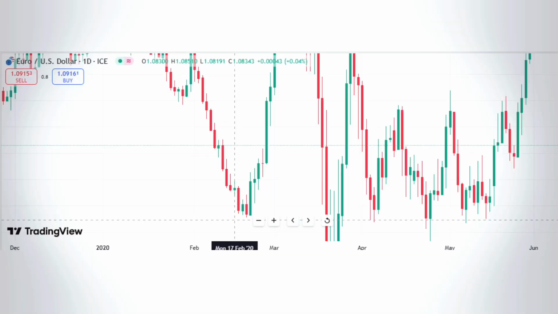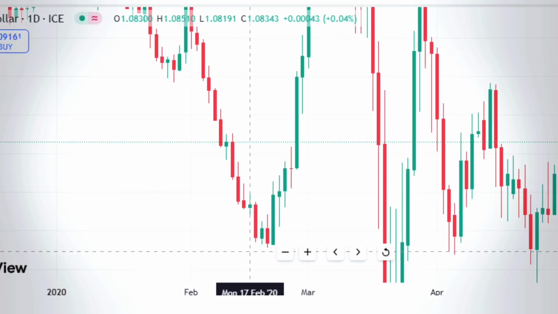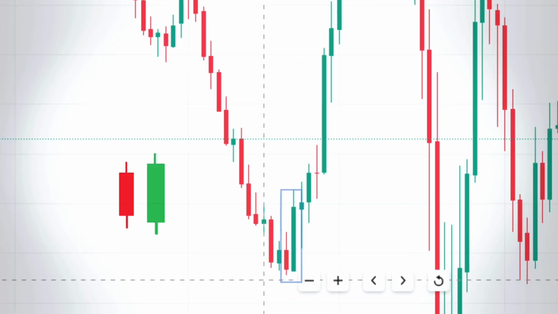These characteristics will help you identify the bullish engulfing pattern when you see it on the chart. First, this candlestick pattern is made up of two candlesticks. The first candlestick is bearish, that is red or black, reflecting continued selling pressure in the downtrend. The second candlestick is bullish, that's a green or white candlestick that completely engulfs the body of the first candlestick, signaling strong buying momentum.